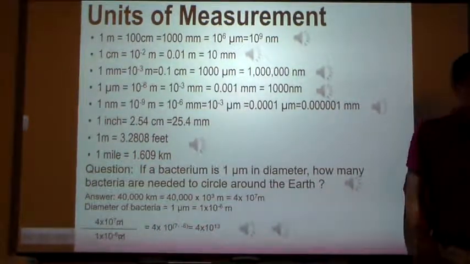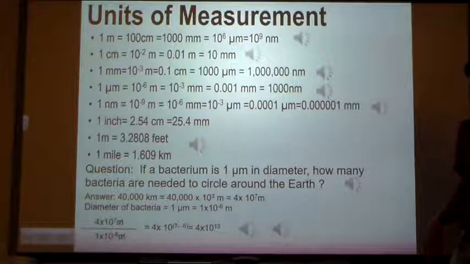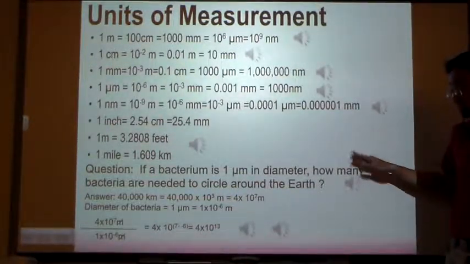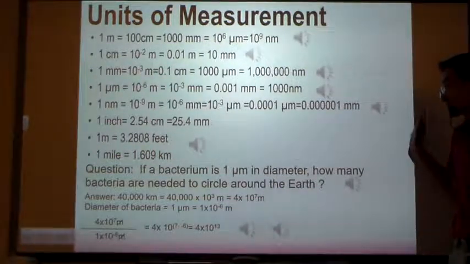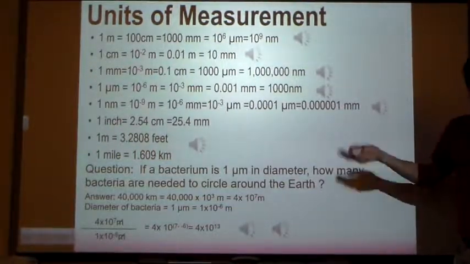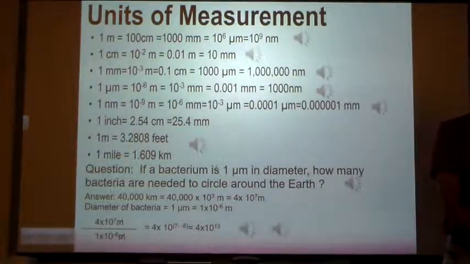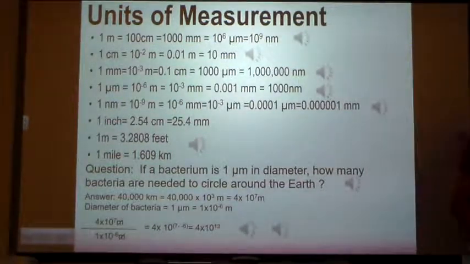This is why science likes to use metric, because it is a numeric system of base 10. If you compare something big to something very small, you just do a simple division, and it always works in metric. Even converting between inches and feet, you have to do a 12. 1 inch is about 2.54 centimeters, or 25.4 millimeters. 1 meter is about 3.2808 feet. 1 mile is approximately 1.609 kilometers.